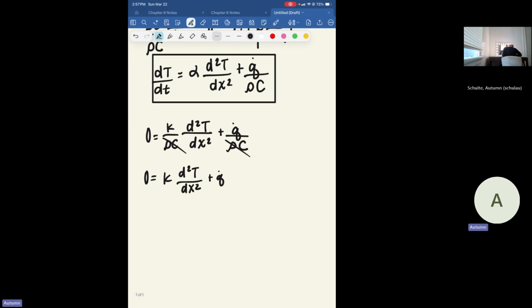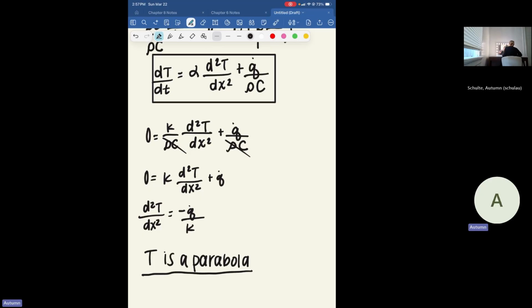Now, if you solve this, you'll see that our second derivative of temperature with respect to x is a constant. This means that our first derivative is linear, and this means that our T function is a parabola. And the reason I'm pointing this out is because within our next example, we're going to have to draw out a temperature profile, and I just wanted to show you why it is a parabola.